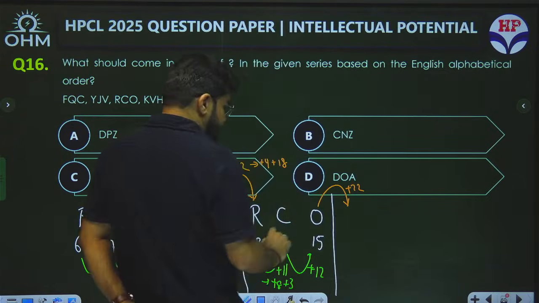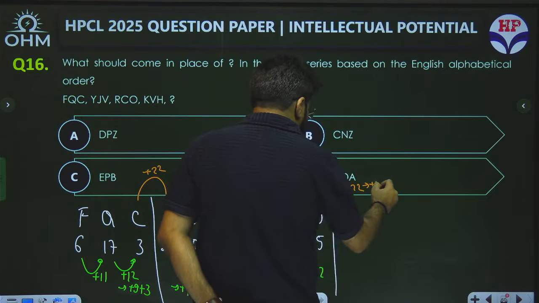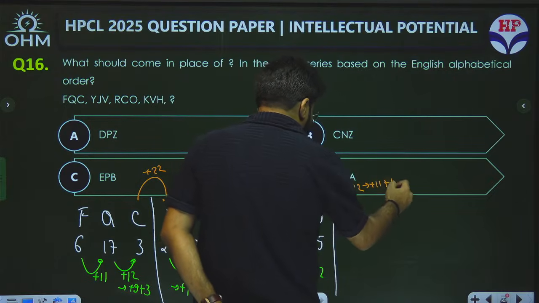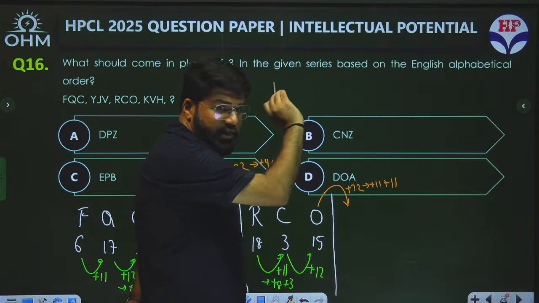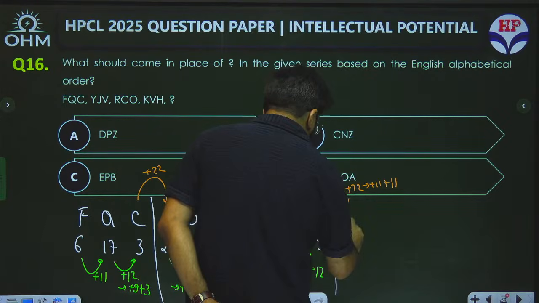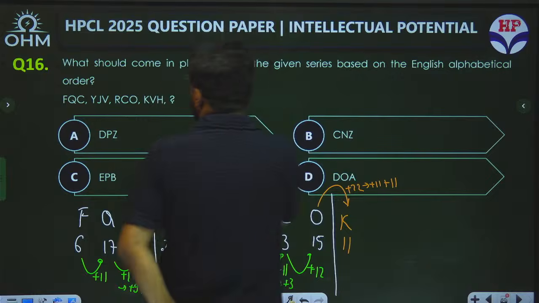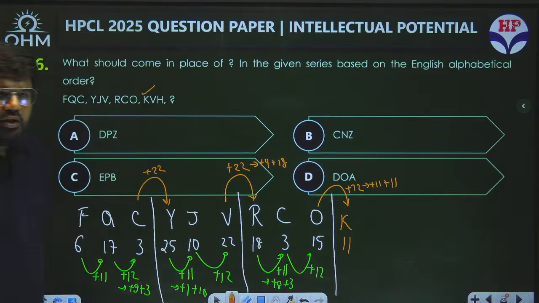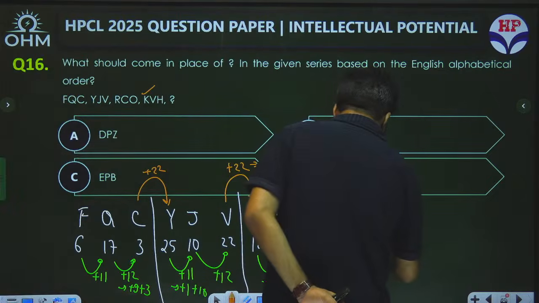Next, if you apply plus 22 here, but O is 15. After 11 only, you have to split. Plus 11, plus 11. So what should come up here? I'm not seeing what is given. It is given, but I'm not seeing 11, J, K. So the next should start with K. Is it starting with K? Correct. Got the logic? So we will have K, V, H.